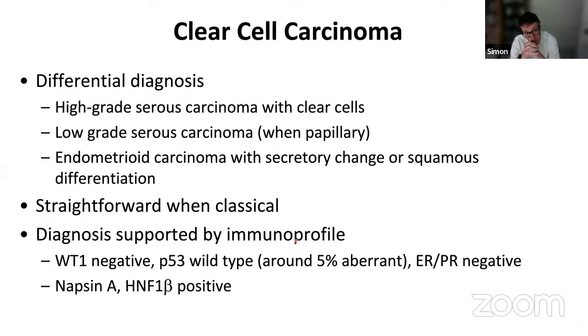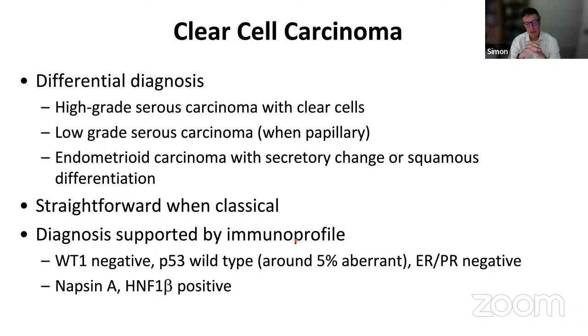Similarly, low-grade serous carcinoma, when the tumor is extremely papillary, can be difficult, but immunohistochemistry usually sorts that out. And then, of course, endometrioid carcinoma with secretory or squamous change, and they can really mimic clear cell carcinoma quite closely, and of course, they're WT1 negative. So they can present issues sometimes. The diagnosis is straightforward when classical, and many would argue you don't need immunohistochemistry when it's morphologically classical, but you can support that diagnosis with the immunoprofile you see there.